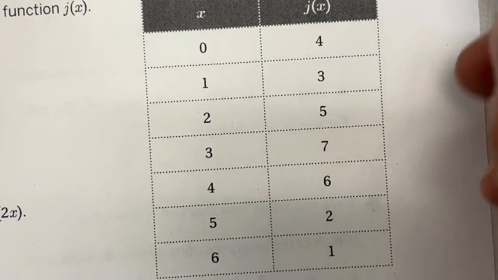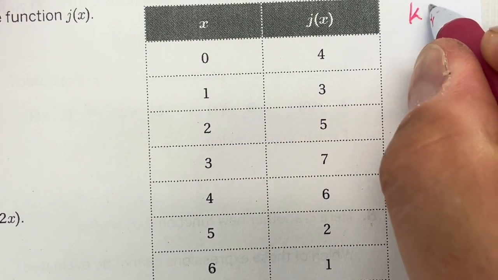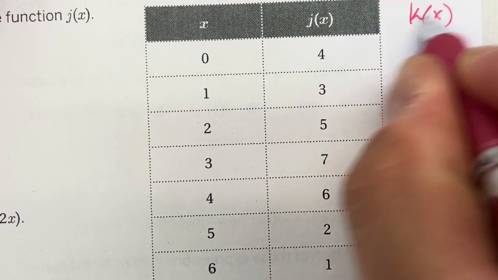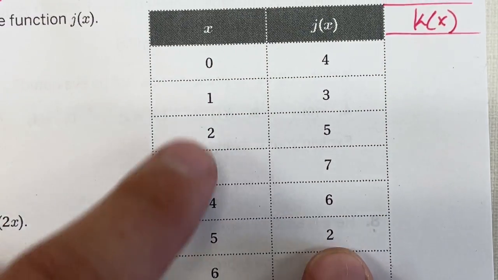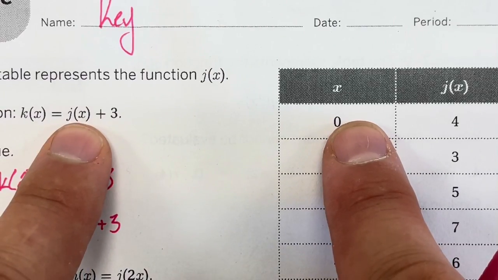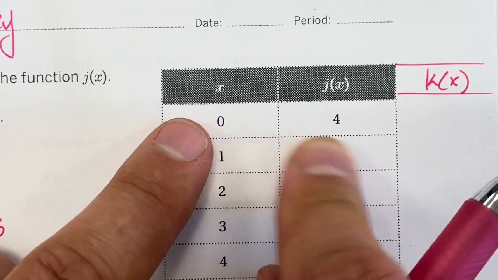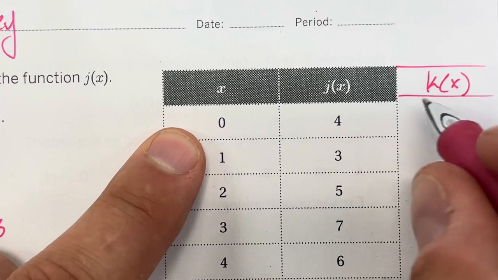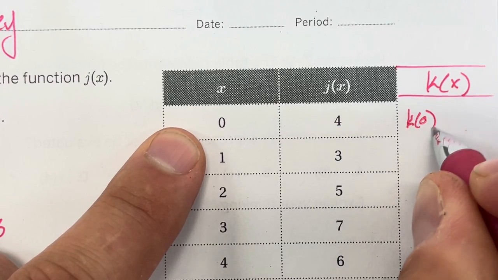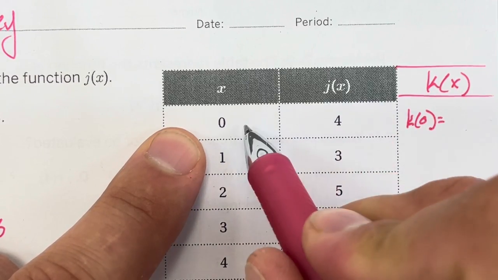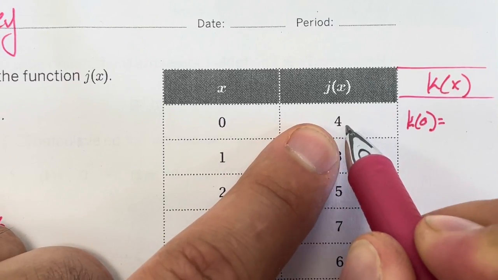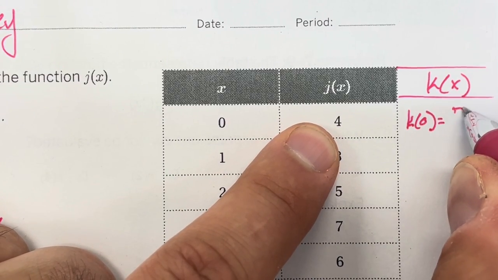And here's the thing. Since this is homework, I actually want to continue that pattern out. For each of these values that we get for j of x, we're going to just increase them by 3. So k of 0 is equal to the j value at 0, but add 3 to it. 4 plus 3 is 7.